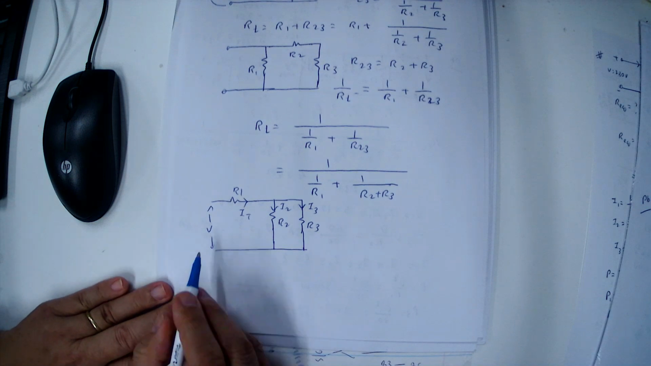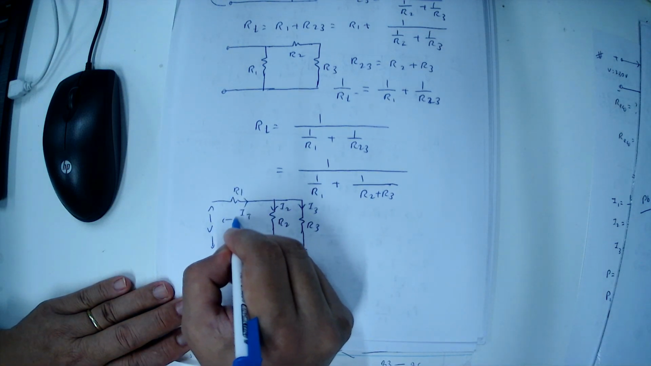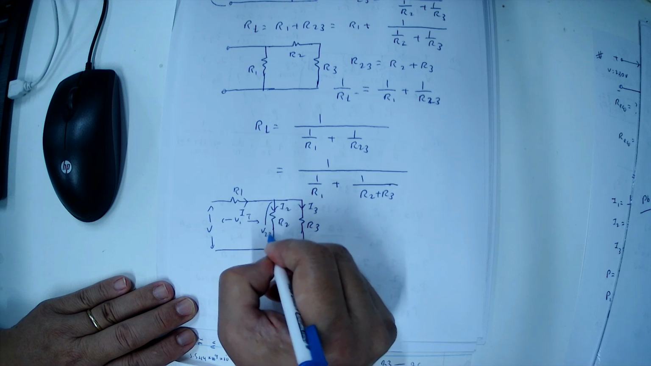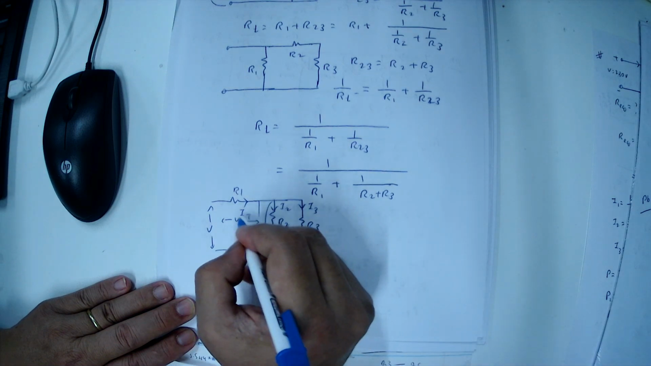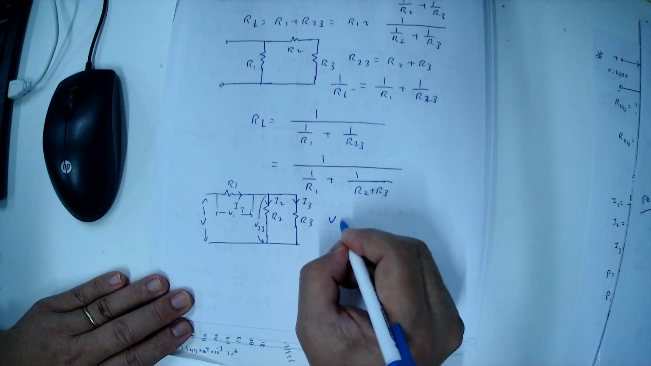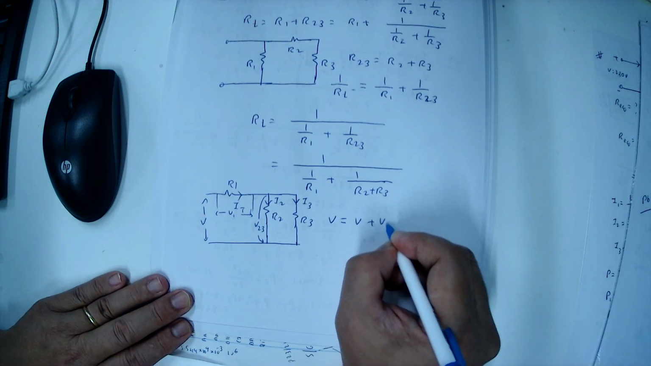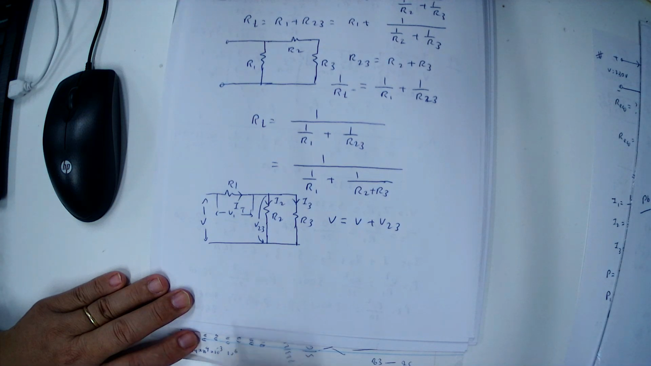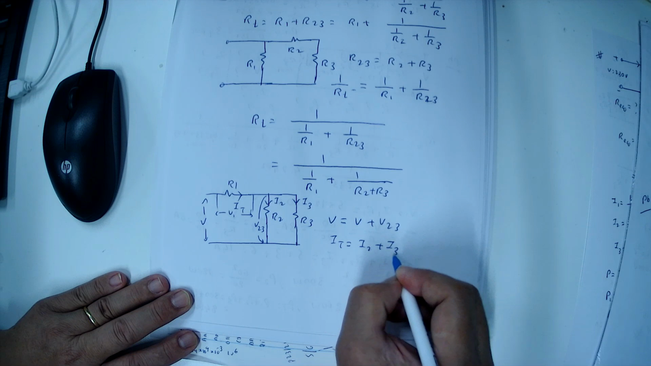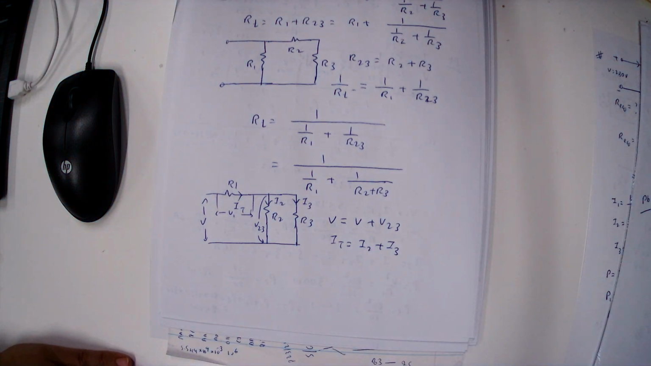The voltage drop across R1 is V1. The voltage drop across R2 and R3 is V23. So in this case, we write down the equations: V equals V1 plus V23, and I total equals I2 plus I3. So this is the way we calculate the voltage and current.